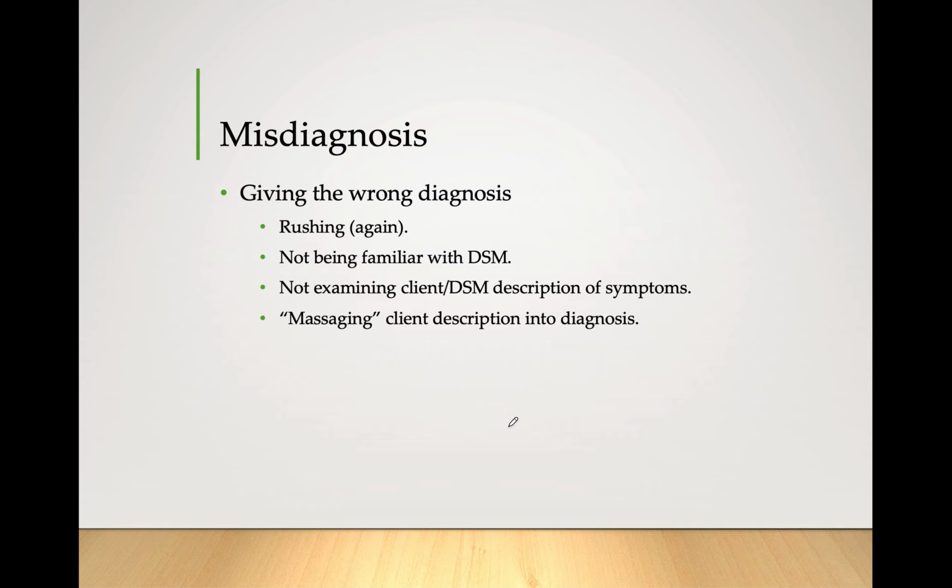Misdiagnosis is giving the wrong diagnosis, right? And that, again, is rushing, not being familiar with the DSM, right? So, yeah, kind of an over sense of confidence. I think I got the gist of it. I think I know the criteria for these disorders, and not checking it, not examining with the client, right? Asking the follow-up questions, not reviewing the DSM criteria, or massaging the client description into diagnosis, right?